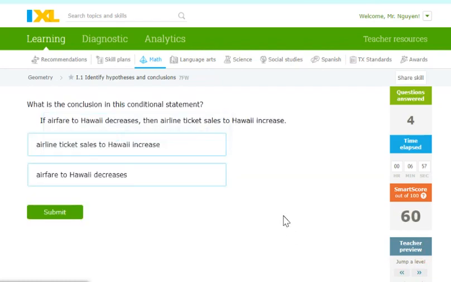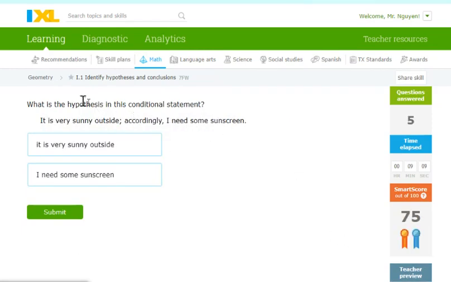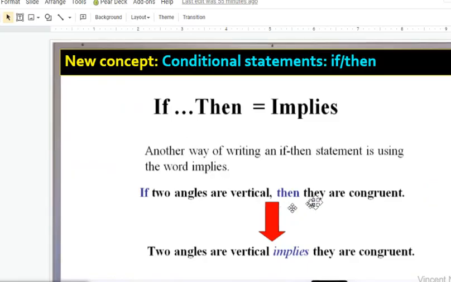Okay, I'm going to skip to the part where it's no longer in the if-then form. All right, so if we look at this one, it's looking for the hypothesis. It is a non-if-then statement, right? We can turn this into an if-then statement. So how can I put this into an if-then statement here? Well, let's take a look at our notes. The if-then statement is usually looking at cause and effect, right? What causes something to happen, right? So in here, it says if two angles are vertical, then they are congruent. You can rewrite that in a non-if-then statement because it means that if the angles are vertical, then they are congruent. So the angles being vertical causes them to be congruent, right?